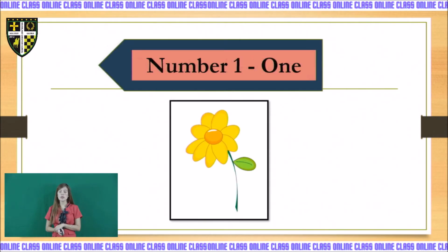And the next one we have number 1. Again, kids, number 1. And the other side, the number word. Okay, spell 1, O-N-E, 1. Okay, it's the example here, we have one flower.